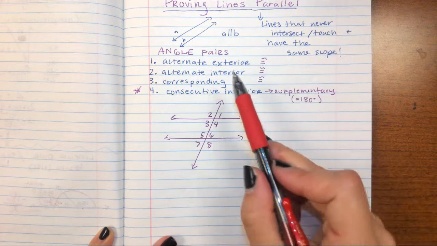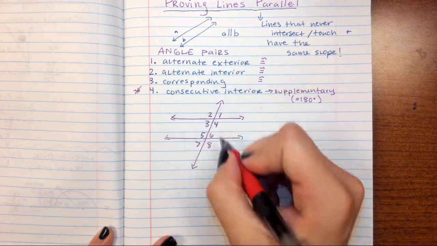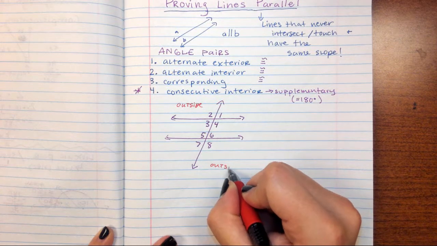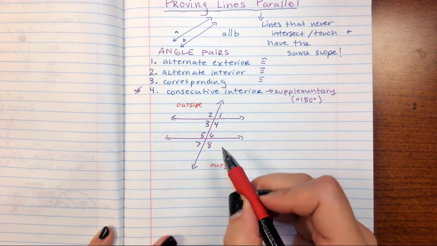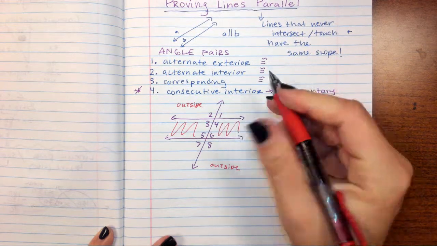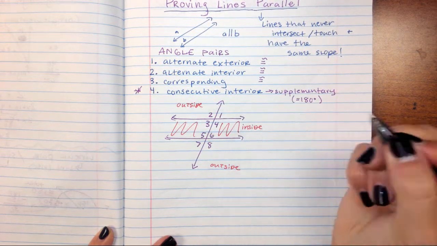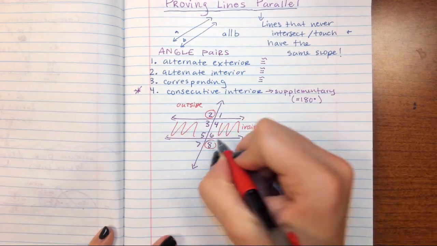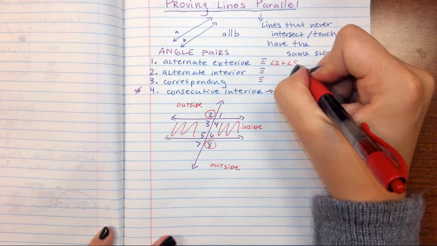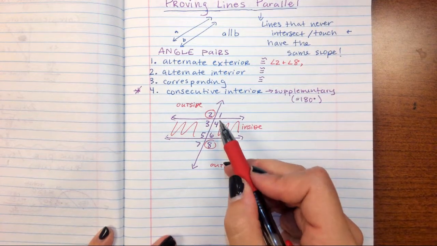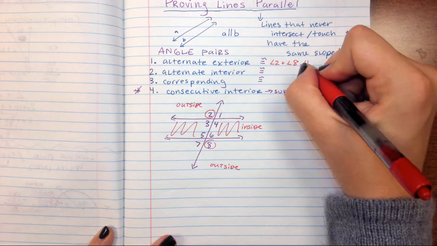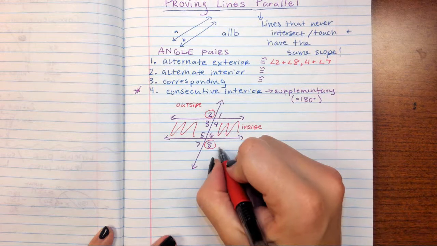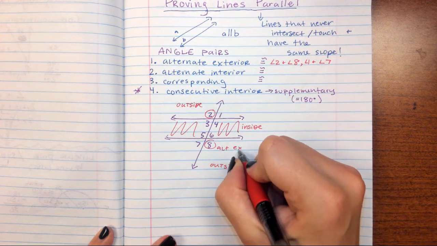An example of alternate exterior angles is going to be angles that are on opposite sides and on the outside. Okay, the outside is going to be anything on this region. The inside is anything in this region. So an example of alternate exterior angles would be 2 and 8. And the other pair would be 1 and 7. Alright, I'll label this for you, alternate exterior.